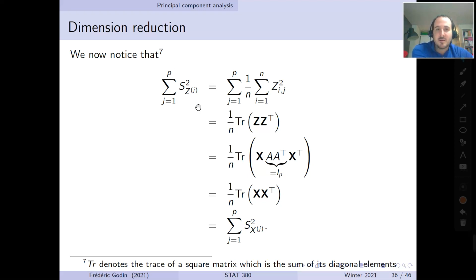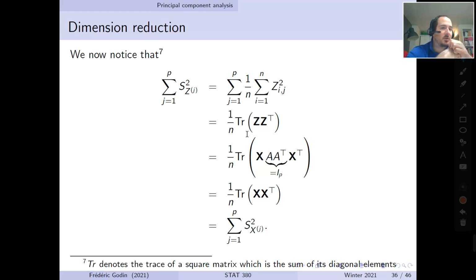Sum across all predictors of the sample variance of the scores for the jth principal component. We just showed that this is 1 over n times the sum of Zij squared. And here there's one result in linear algebra, which you can try out at home if you haven't seen it. If you have a matrix, it doesn't need to be square, it can be of any dimension, and you just want to find the sum of all its elements squared, then the sum of all its elements squared is the trace of Z transpose Z, where trace is the sum.